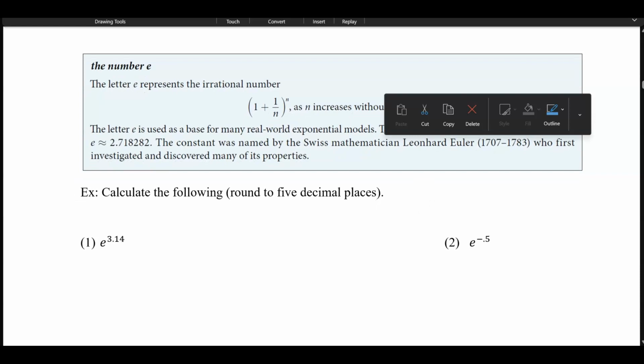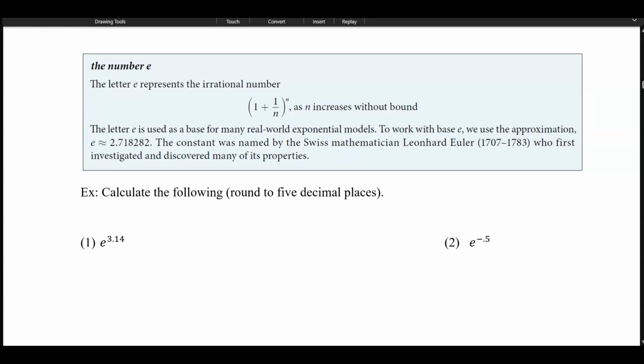Let's take a moment to learn about the letter E. So E is a special number that represents the irrational number, 1 plus 1 over n to the nth power, as n increases without bound. The letter E is used as a base for many real-world exponential models. To work with the base E, we use the approximation that E is about 2.718282. This was named after a Swiss mathematician, Leonhard Euler, who first investigated and discovered many of its properties.